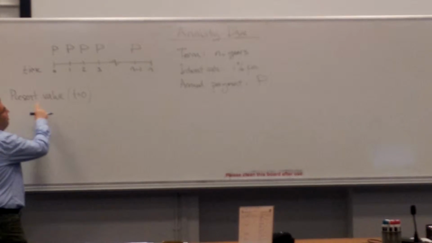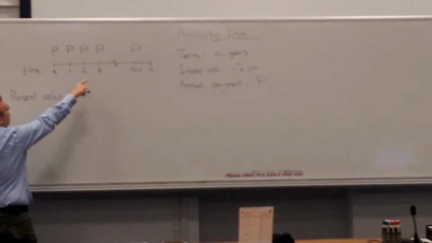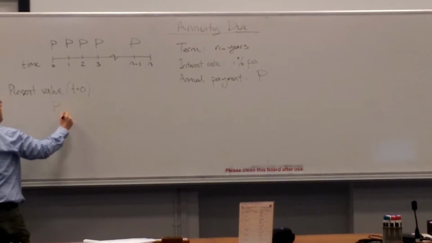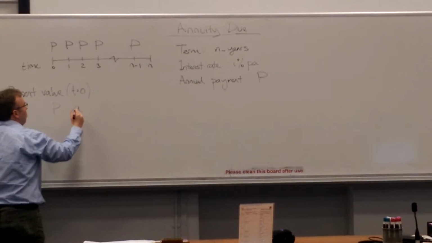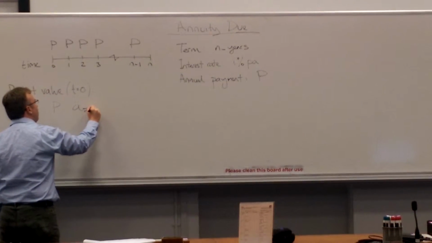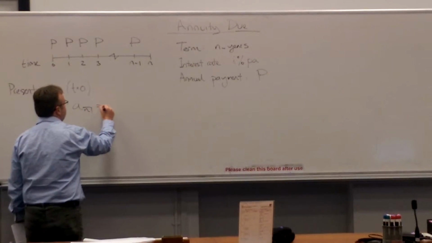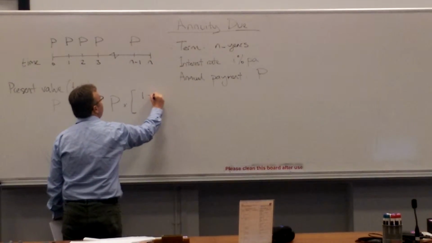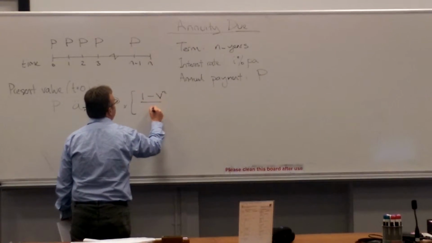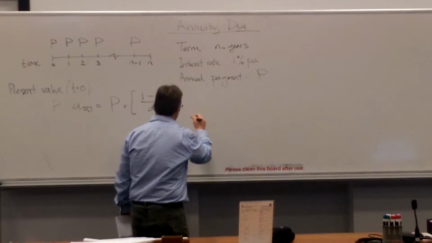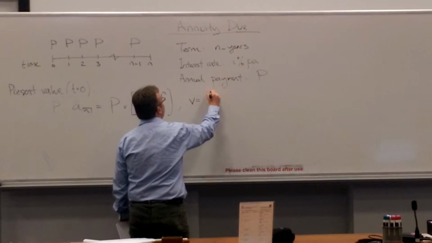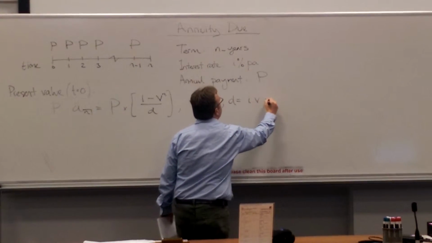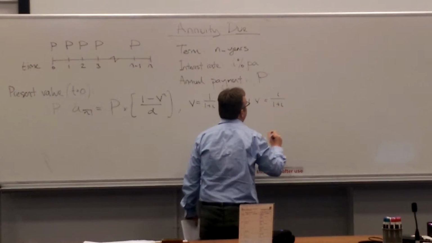If we were interested in the present value of this cash flow stream, that is, the value of all of those cash flows discounted to time 0, then the expression that we need is P multiplied by a-double-dot subscript n angle, and that is equal to P multiplied by 1 minus v to the power n, divided by d, where, if we remember, v is equal to 1 divided by 1 plus i, and d is equal to i times v, which is i divided by 1 plus i.